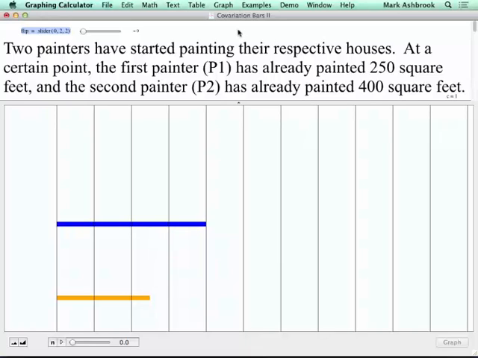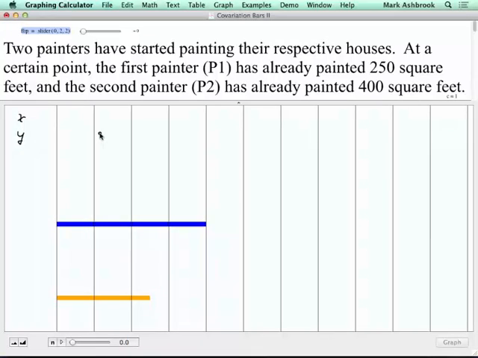Here's a situation. We have two painters who have started painting their respective houses. At a certain point, the first painter has already painted 250 square feet, and the second painter has already painted 400 square feet. History has proven that students who define variables and attend to the quantities in situations are the ones who succeed. So the first thing we want to do always is define variables. We'll use x and y, but you should be versatile to use any symbols.